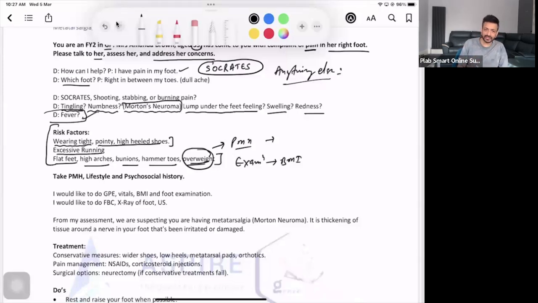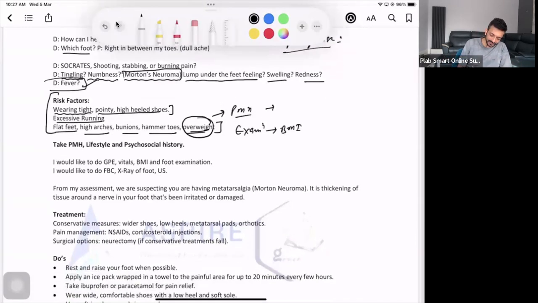Please cover these risk factors because the patient is going to ask you in the later part of the station why I'm having this problem. So you have to have something to blame, isn't it? So that's what you do. Then go for quick past personal lifestyle history as well. That's very important. Psychosocial, why is it important? Because what is the job occupation of this patient? Because one of the risk factors is wearing tight pointed heels, right?